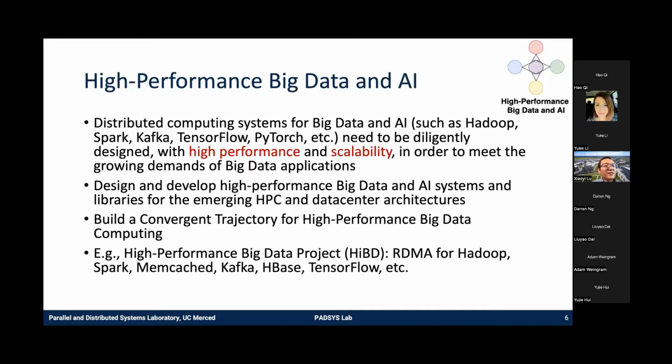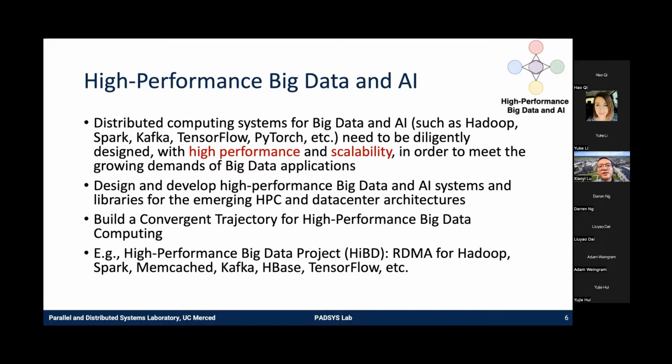And then, like I said earlier, because of the expertise and experience we have in the HPC area, we are trying to borrow some ideas and technologies from the HPC area and incorporate them into a new exciting field.